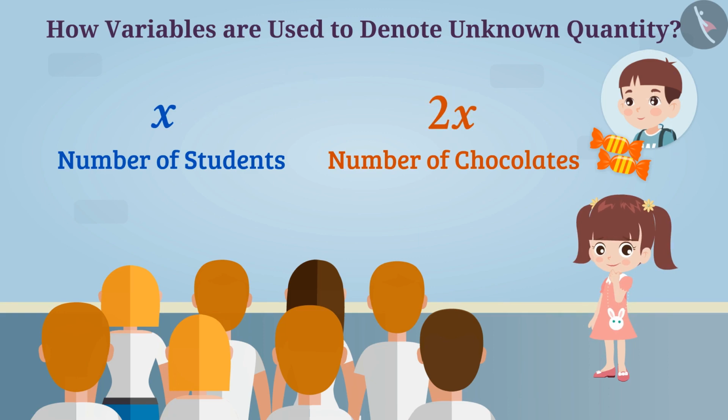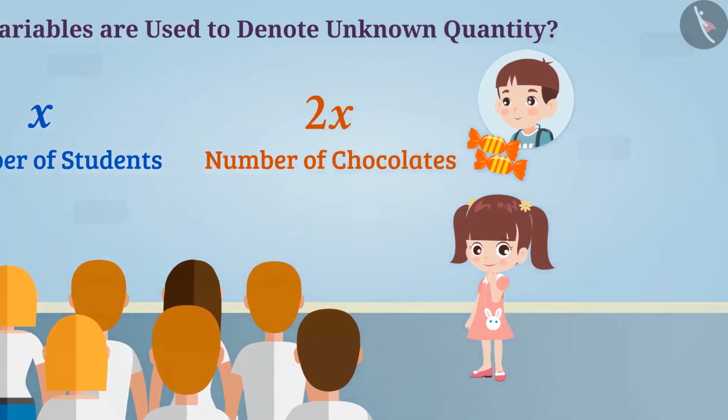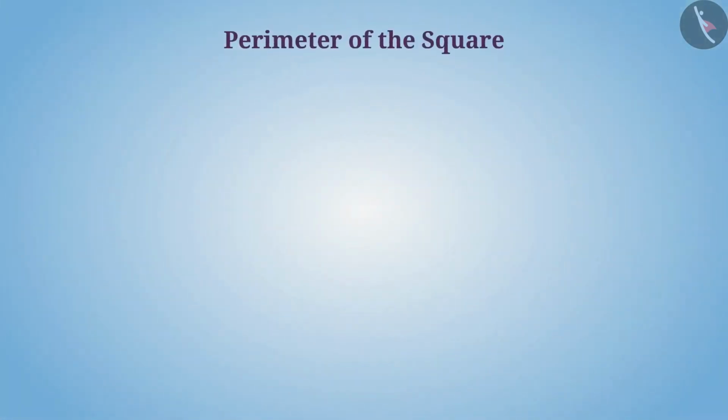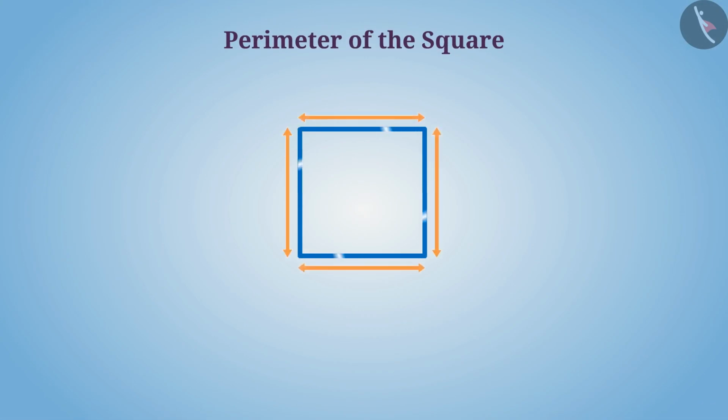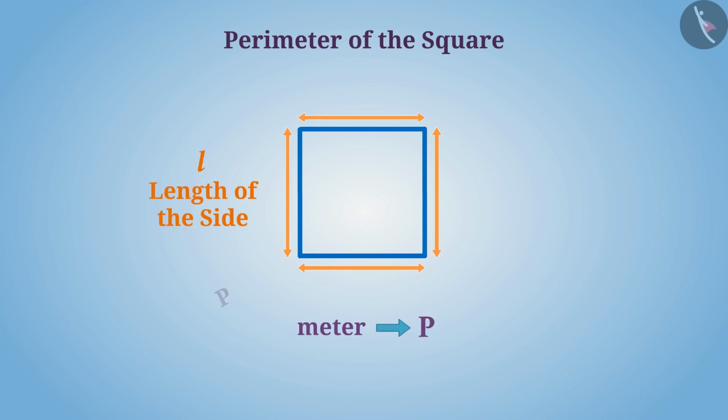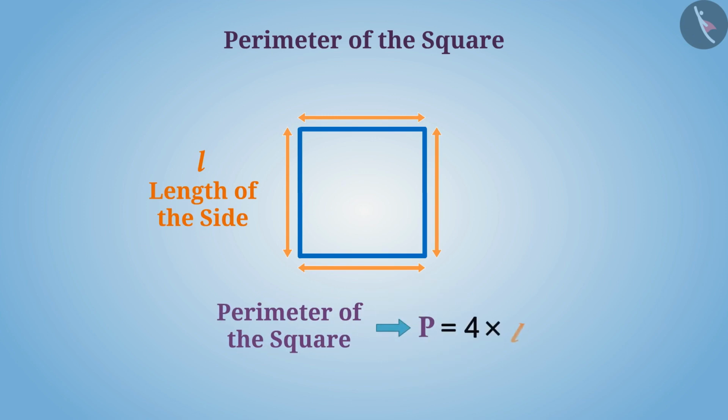Now, let's understand how variables help us to express mathematical rules and formulas in a general way. Perimeter of the square. The perimeter of the square is the sum of lengths of all its sides. If we use the variable l for the length of the side and variable p for the perimeter, then the perimeter of the square can be expressed as p equals 4 multiplied by l, or 4l.